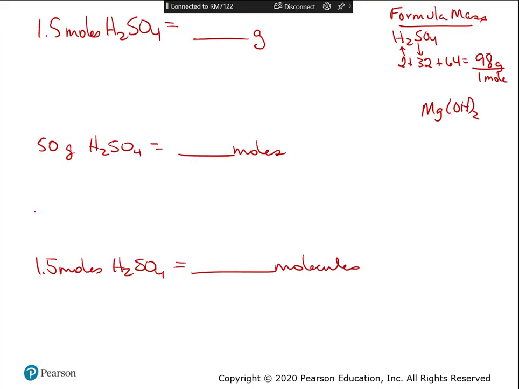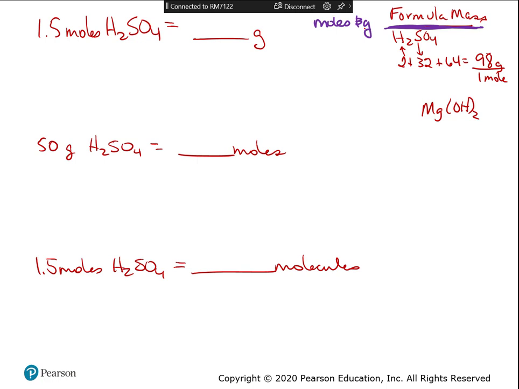Okay, so let's practice a couple. If you see moles and grams or grams and moles in the question, so if you're given moles and you want to find grams, or if you're given grams and you want to find moles, then I know I need to use the formula mass. You're always going to need to use the formula mass.